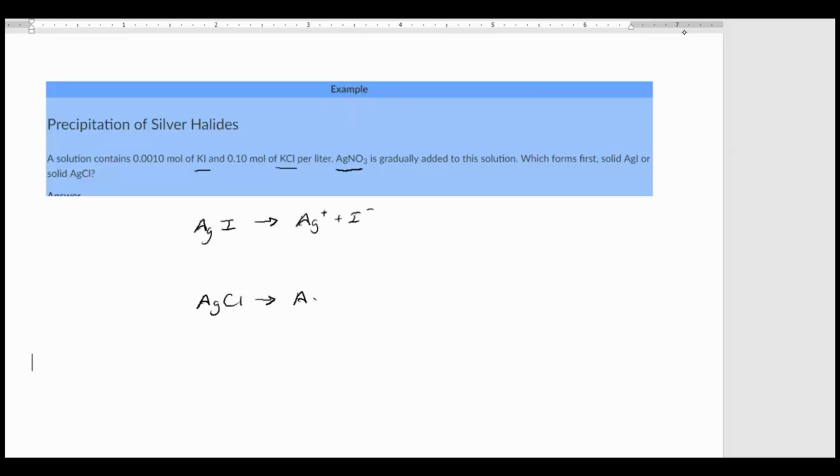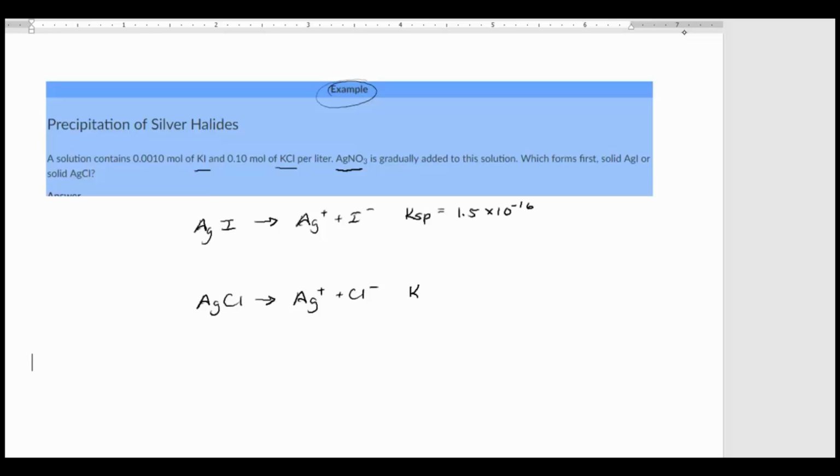You'll need to look up the KSP, and the KSP values that I found in the table in the classroom differ a little bit from what's given in the example answer. So I'm going to go with what I found in the classroom. And I found that the KSP value is 1.5 times 10 to the negative 16 for AgI, and for AgCl, the KSP is 1.6 times 10 to the negative 10.